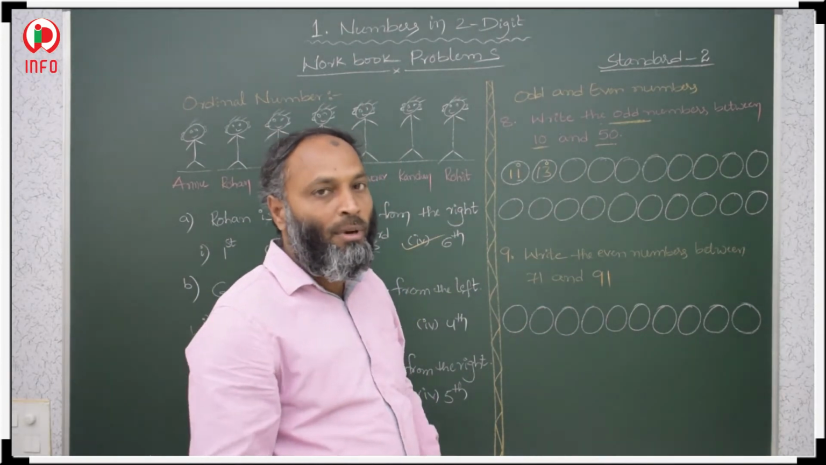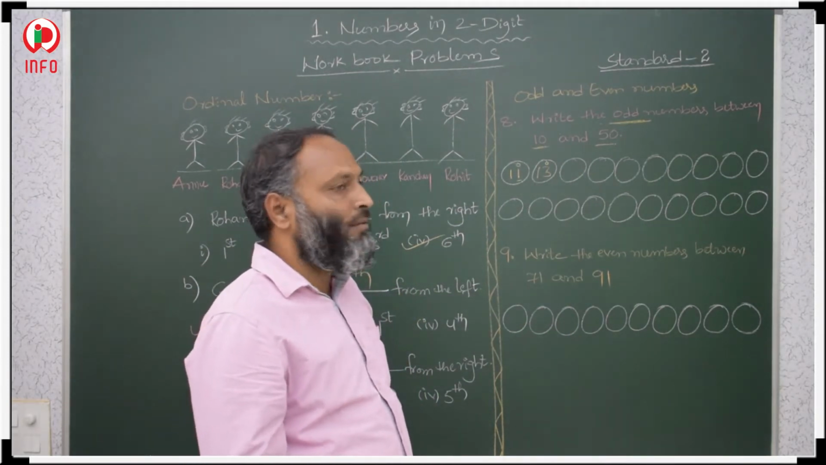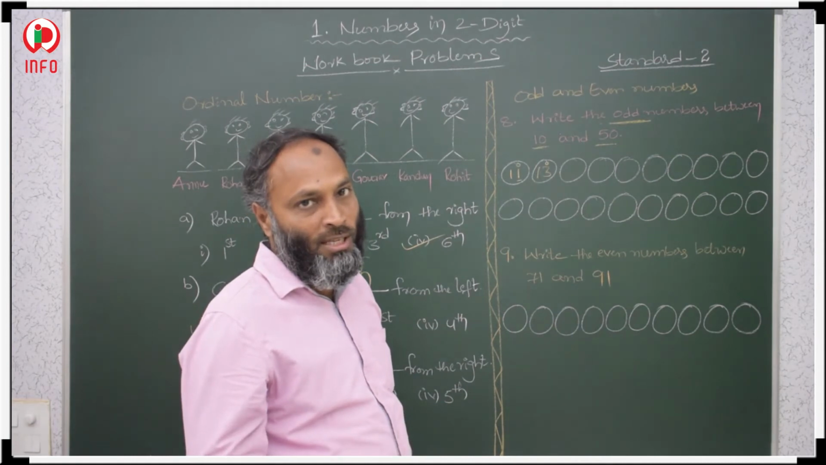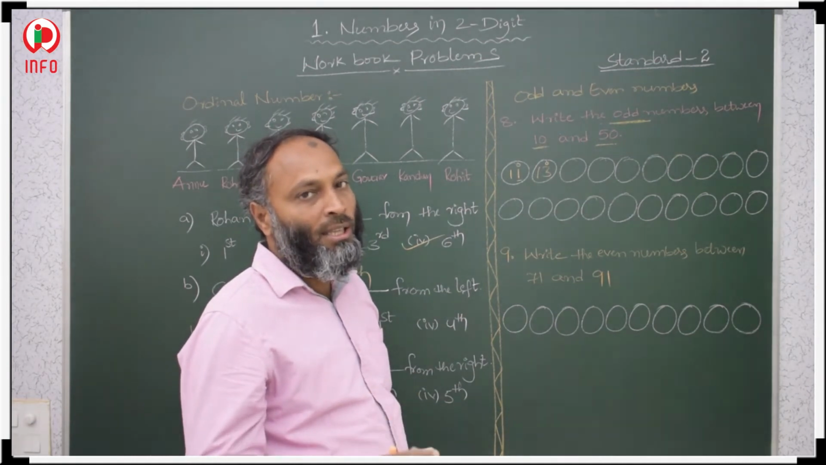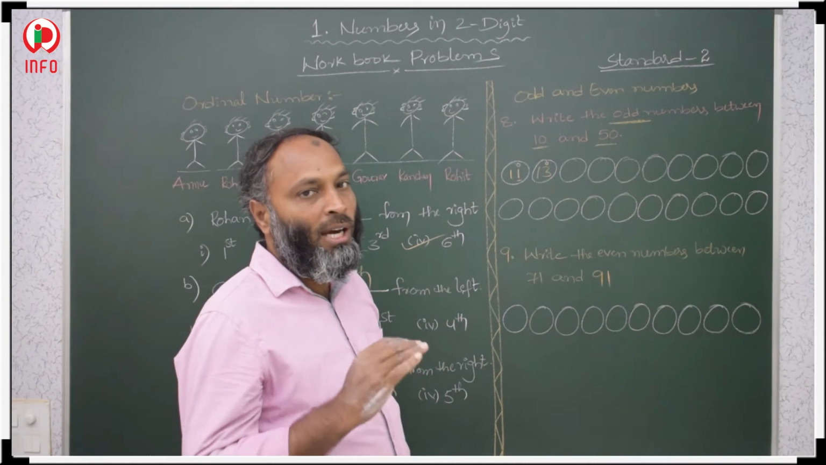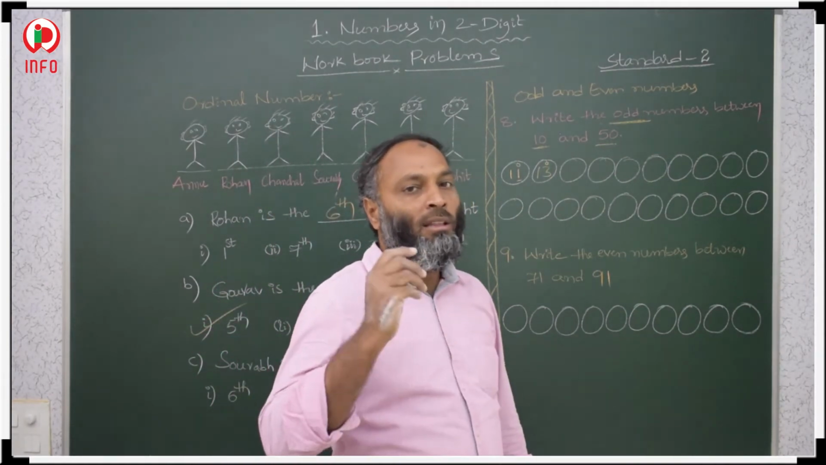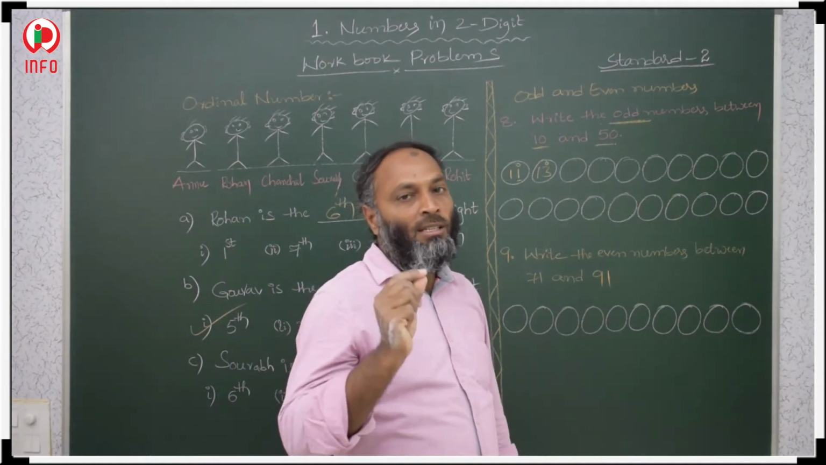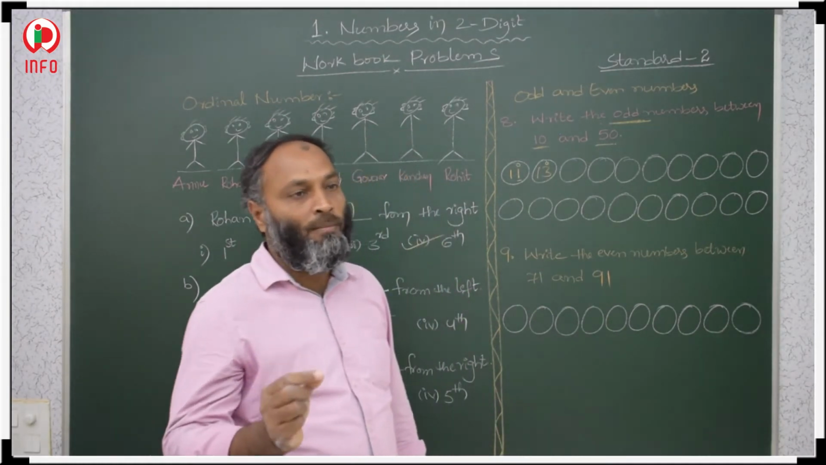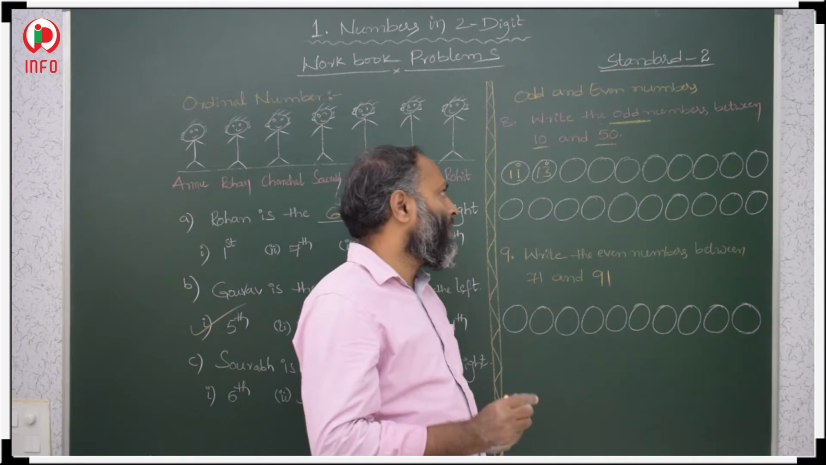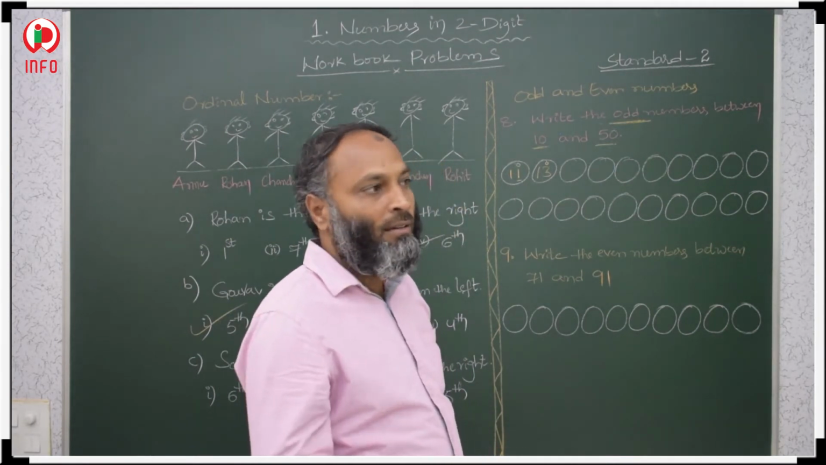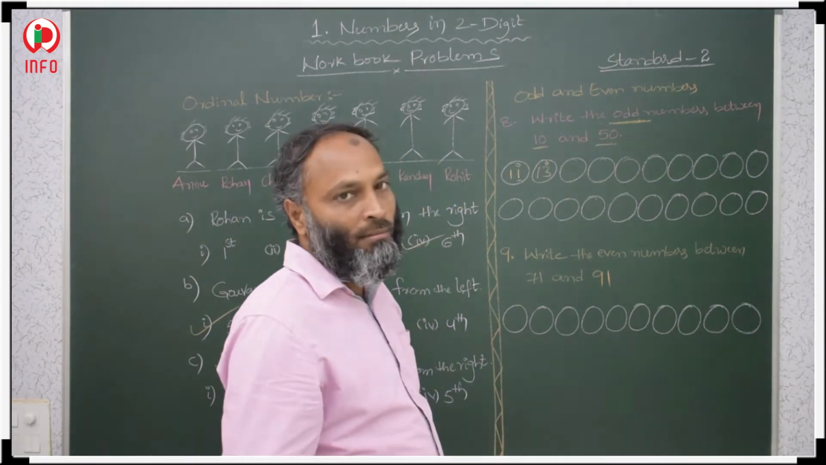So whatever number it is, we have to check the ones place. If an odd digit is in the ones place, then the number is odd. Either it is a 2-digit number, 3-digit number, 4-digit number, 1000-digit number, whatever it is, we just have to check the ones place. If an even digit is in the ones place, then the number is even.